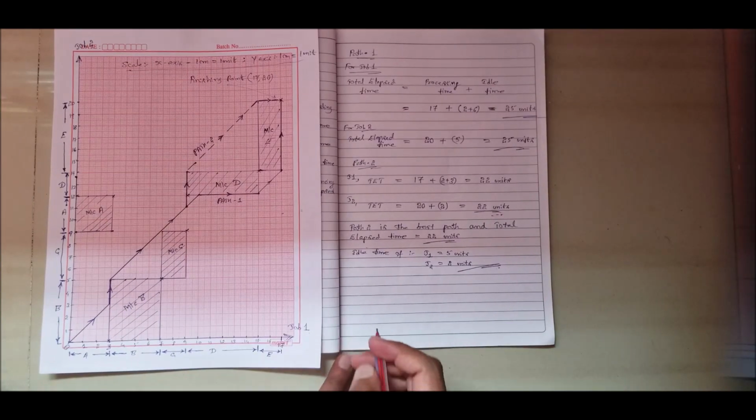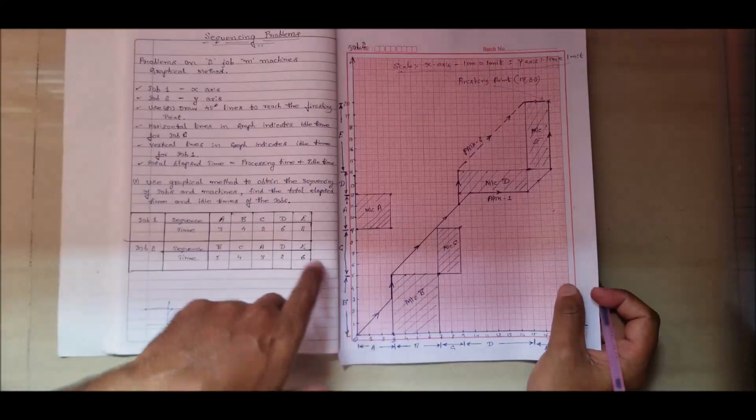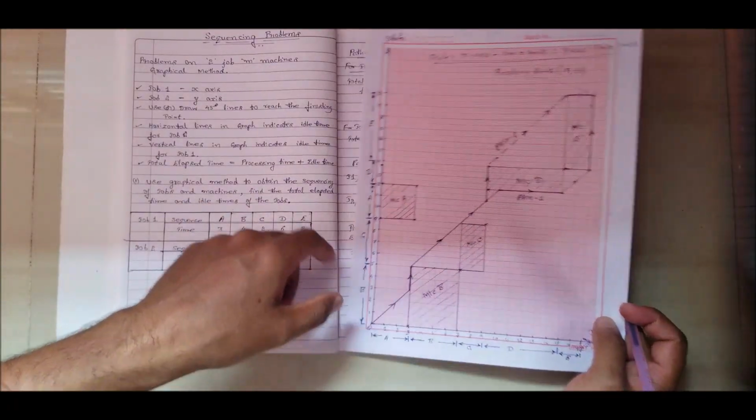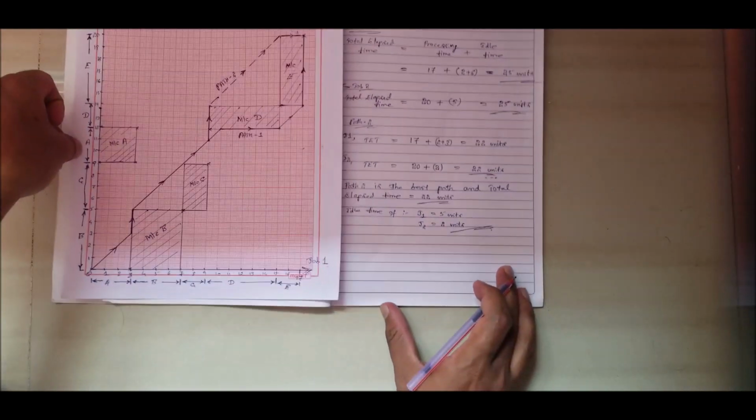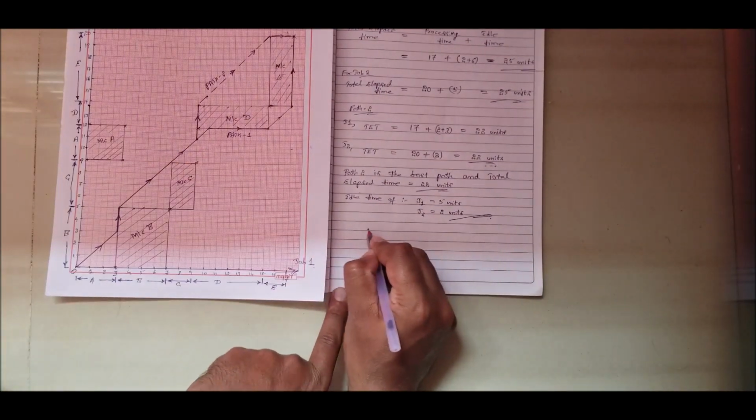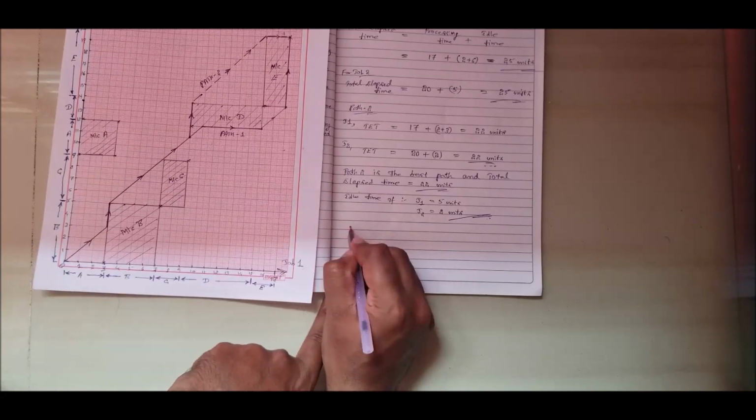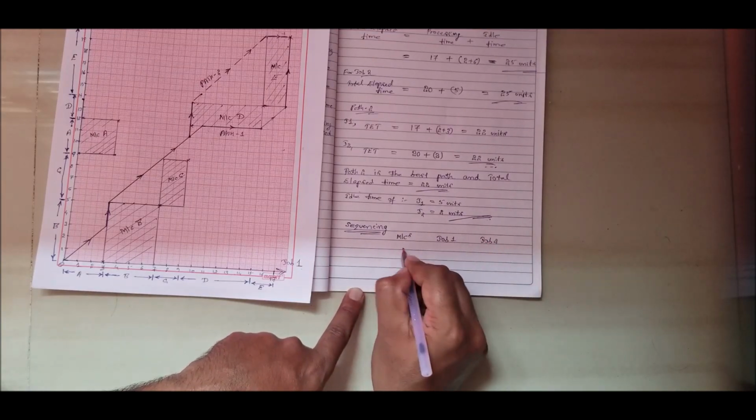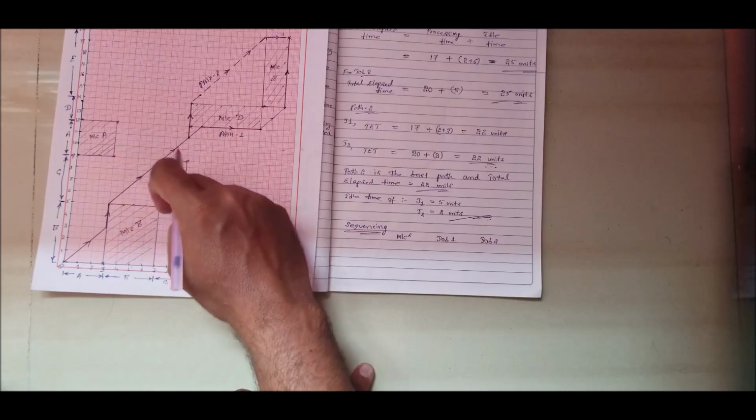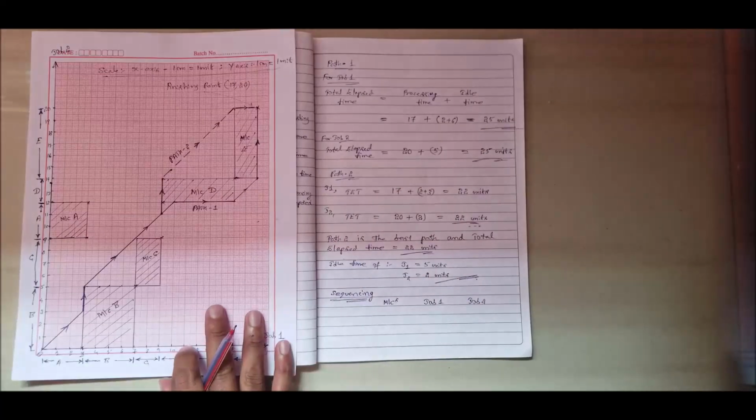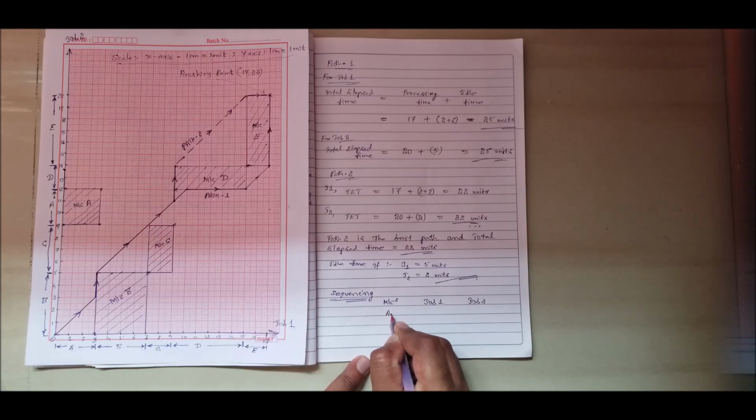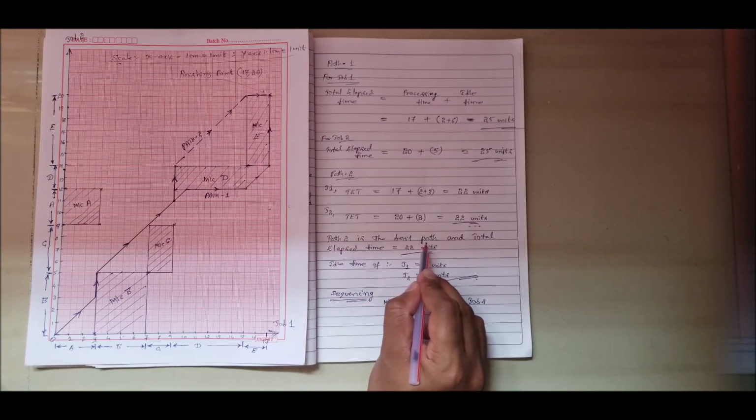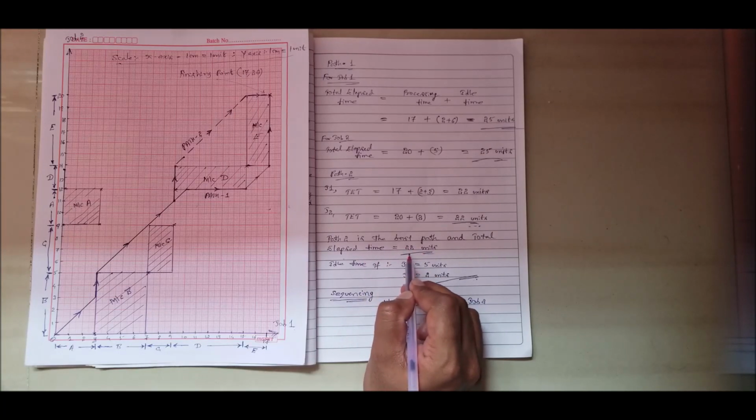So finally he has asked us to find the sequence of jobs and machines. To find the sequence of jobs and machines, first you mark the machines, to indicate the sequencing of job 1 and job 2. Under machines we have A, B, C, D, E. Now we have recommended path 2 as the best path. The answer for this problem is path 2 with a total elapsed time of 22 units.